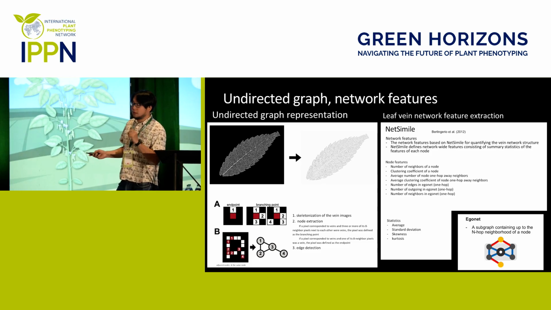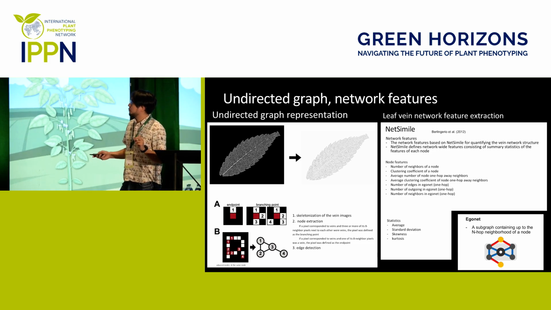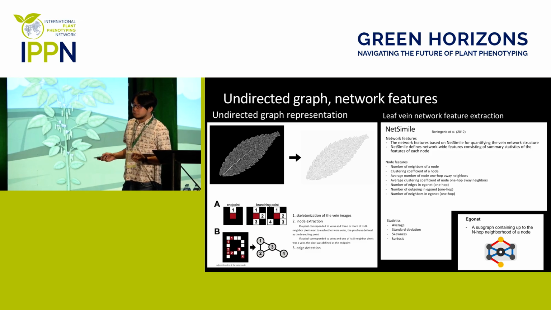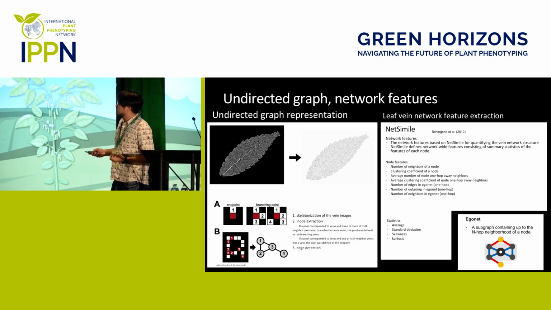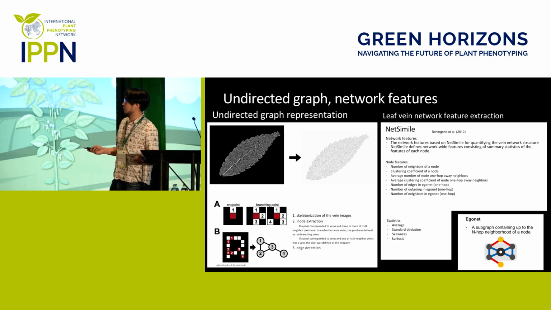Firstly, we extract the topological skeleton based on the segmented images, then extract the endpoints and the branching points as nodes of this graph. Finally, we connect these nodes with edges. So we make this undirected graph representation based on the sample data.